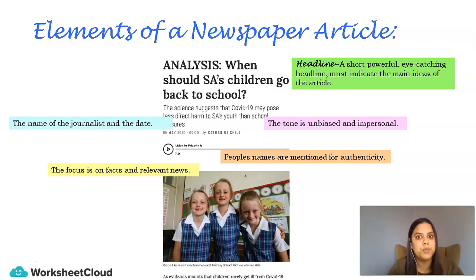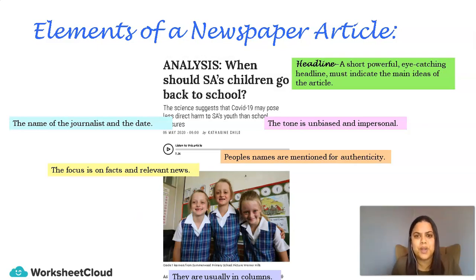Okay, so that's also important when you are reading that newspaper article. Note how people are named in a newspaper article, especially when they are being quoted. Okay, and they are usually in columns. So that's how you can actually differentiate a newspaper article to a different kind of text.